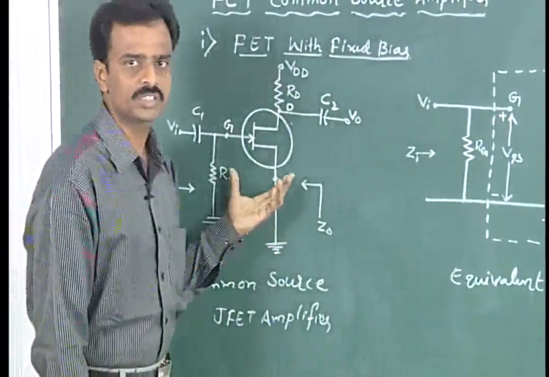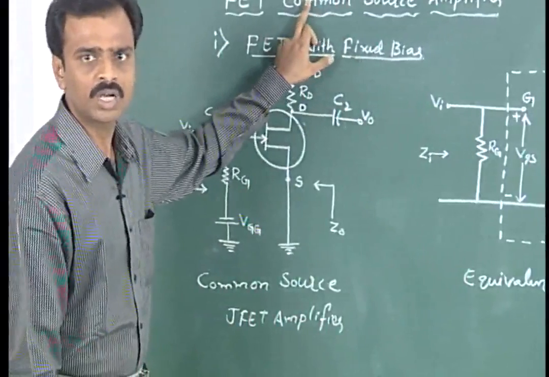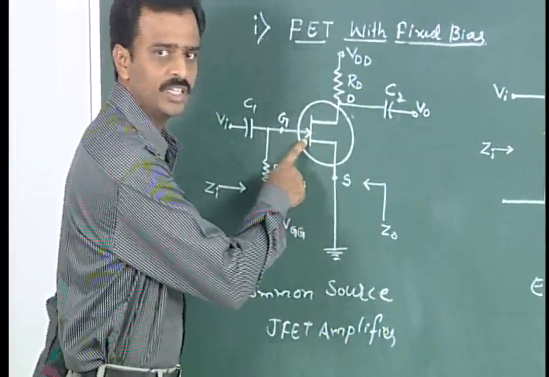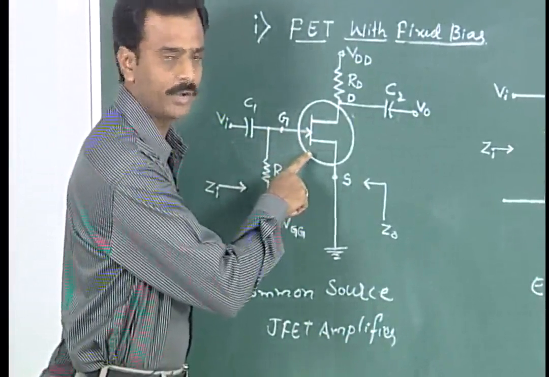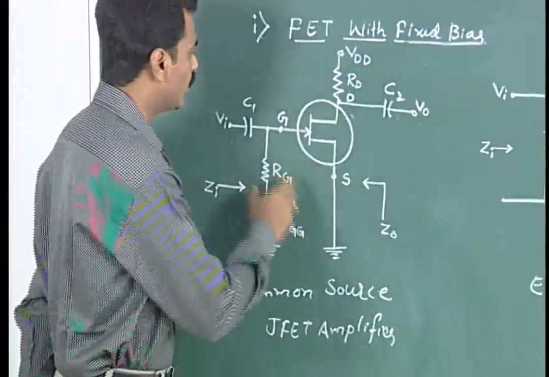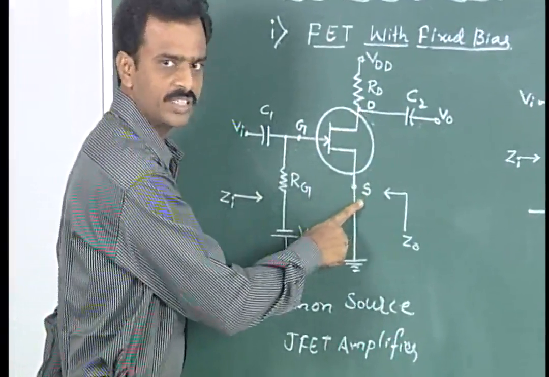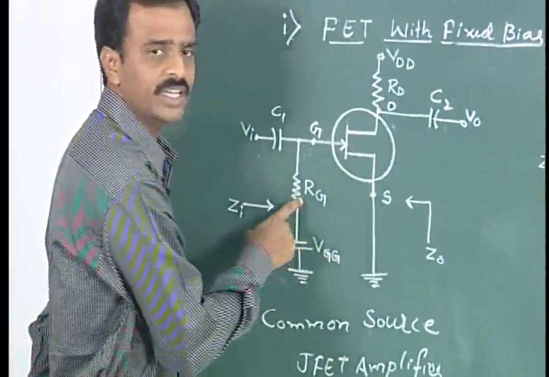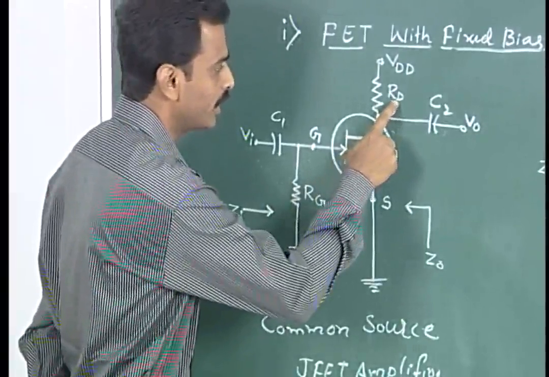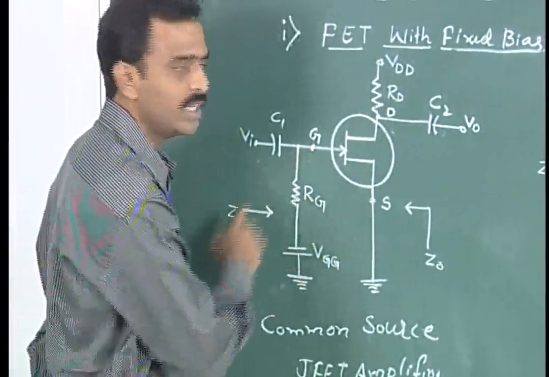The circuit shown here represents the fixed bias technique for the case of a common source amplifier. The arrow mark represents an N-channel JFET. It is the N-channel model of the field effect transistor, which has 3 terminals, as I just said: gate, drain and source. The resistance connected here is a gate resistance, and similarly there is a drain resistance, and a voltage supply of VGG is given to the gate.